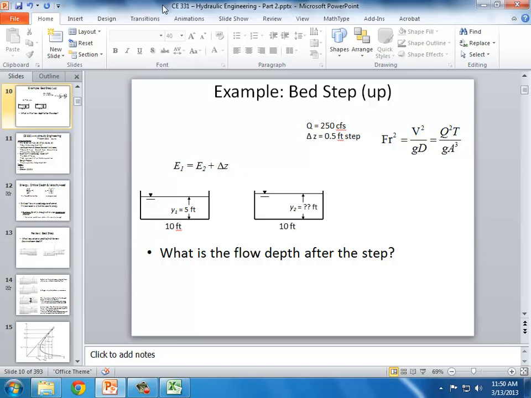Does it decrease for the subcritical step up? And it did. The flow depth initially was 5 feet. So how do you know it's not the 1.7, just because that's too big of a jump?